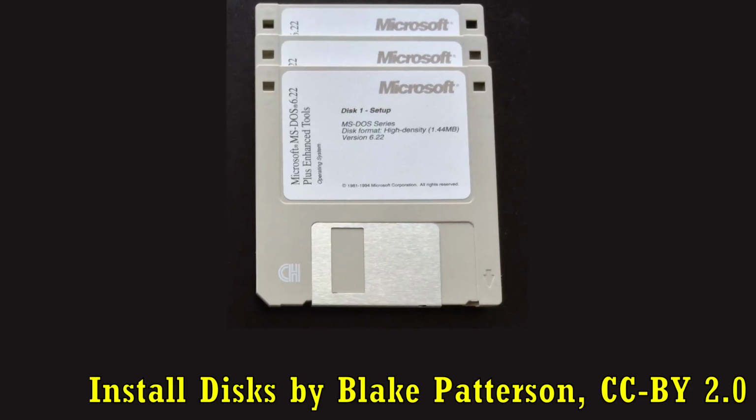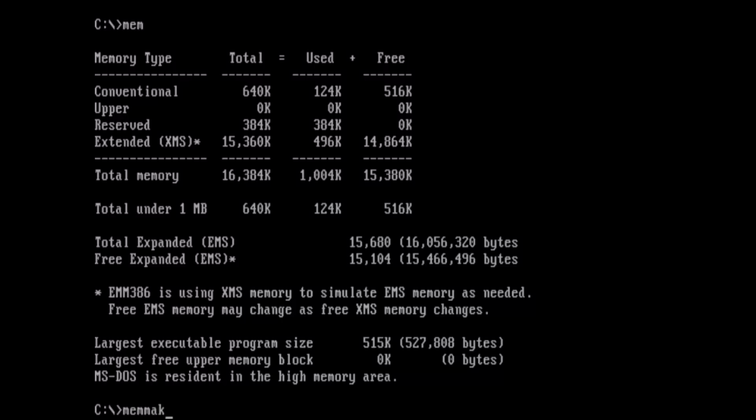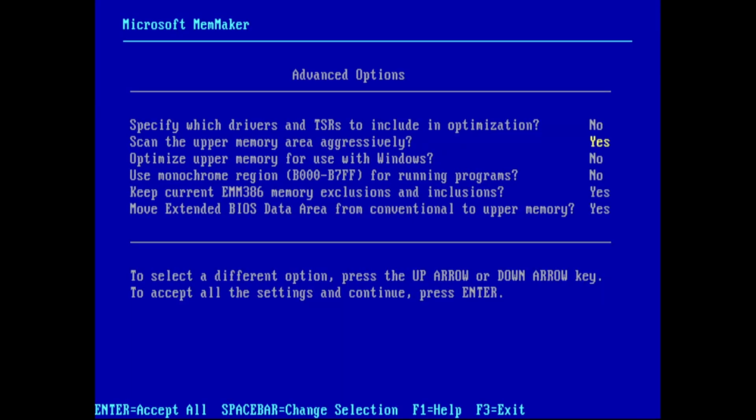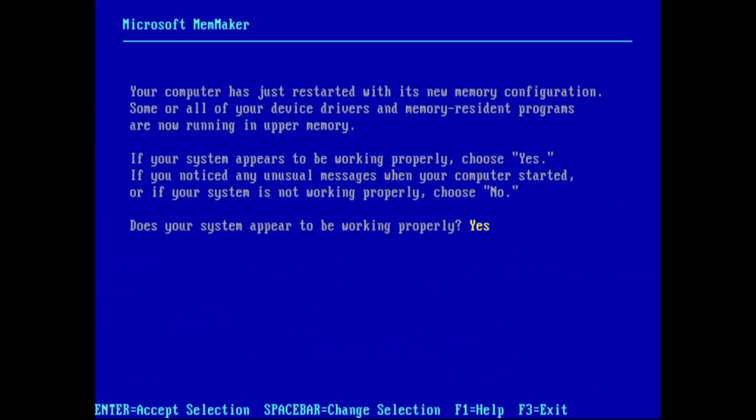MS-DOS 6, while it may have increased the level of underhandedness in the DOS wars, particularly in relation to drive compression programs, also introduced a new tool for automating this process. MemMaker would handle the process of juggling around device drivers, figuring out what could fit where in the UMA, and leave the user with the maximum possible amount of conventional memory free. The problem with all this juggling is not all programs liked it.